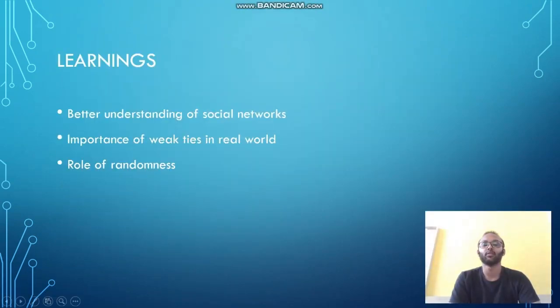Myself, Sanjit, and I'll be talking about the learnings and the timeline of the mini project. The learnings include better understanding of social networks, importance of weak ties in the real world, and the role of randomness. Randomness, because when a person wants to choose an intermediary, he has multiple options, and a single option can change the entire social network. So if I choose person 1, I can have one type of social network. If I choose person 2, I'll have a new social network.